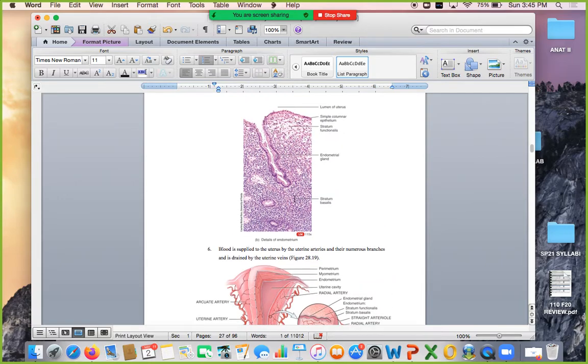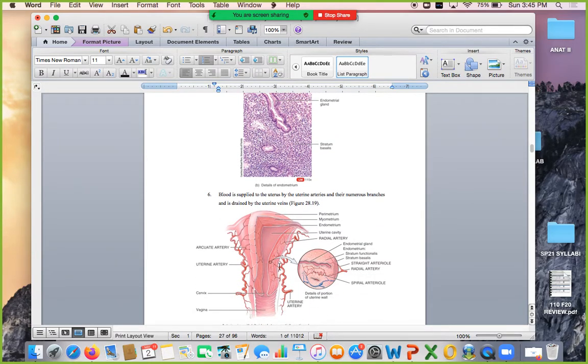Blood's going to come into the uterus by uterine arteries. There's a ton of uterine vasculature here, lots of different branches, and it's going to be drained, of course, by uterine veins. Some of the major ones, here's the uterine artery, here's the arcuate artery. Again, these are all going to feed into the uterus.